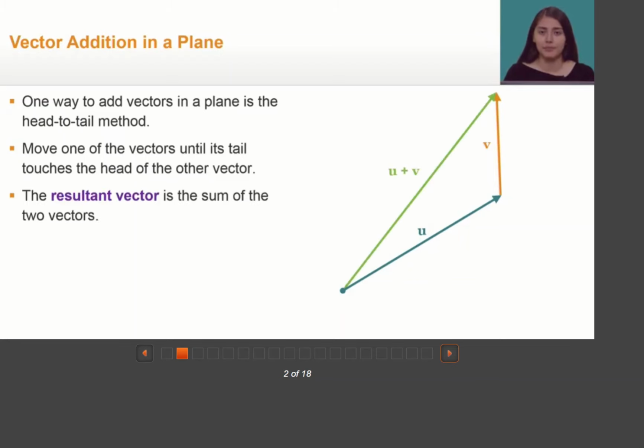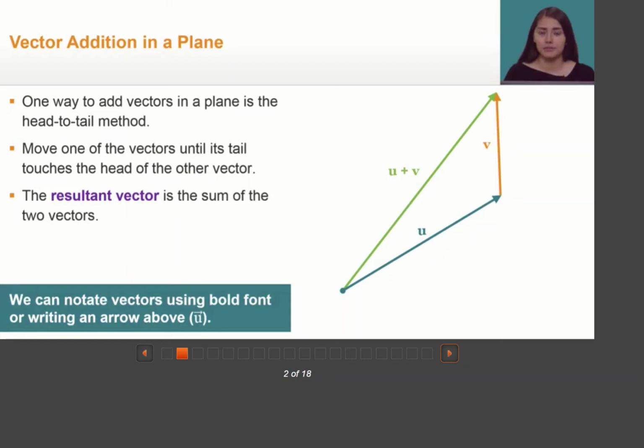A quick side note on notation, we will use the bold font notation throughout this lesson, but you might also see vectors written with an arrow over the name. This notation will be helpful if you are writing out vectors on paper.